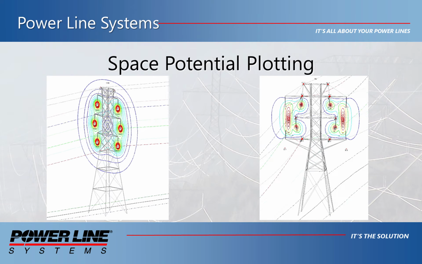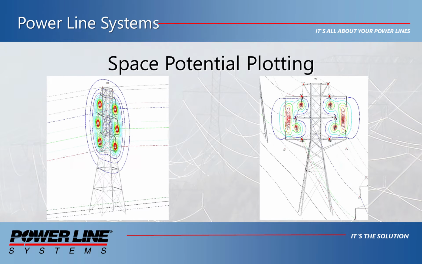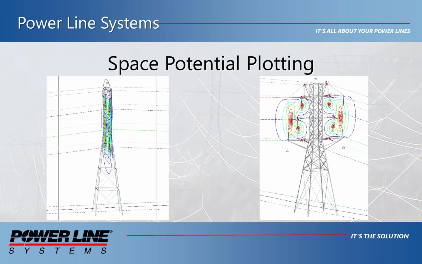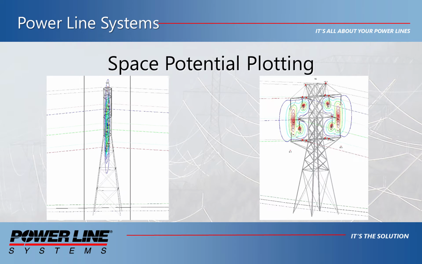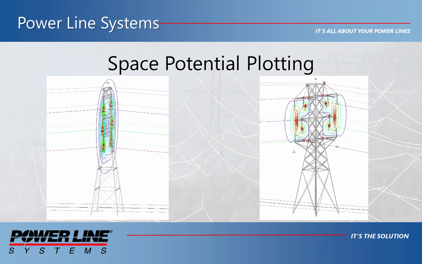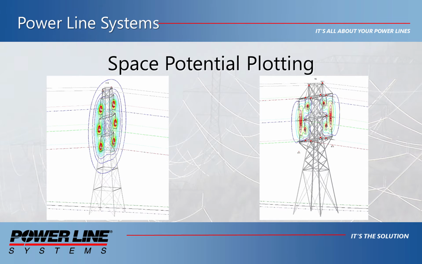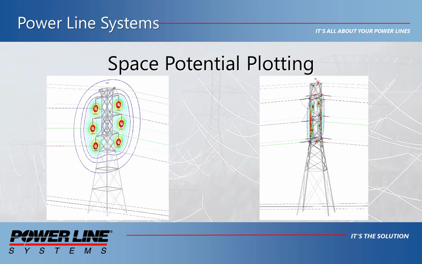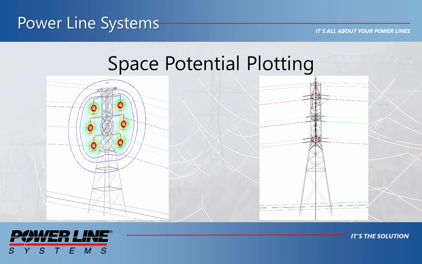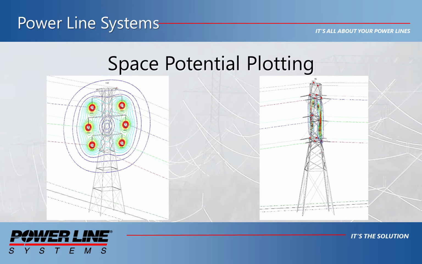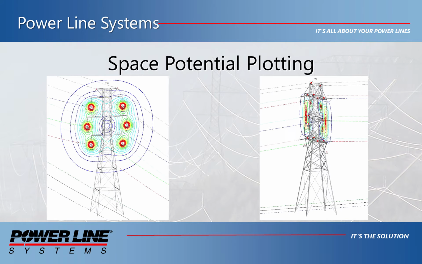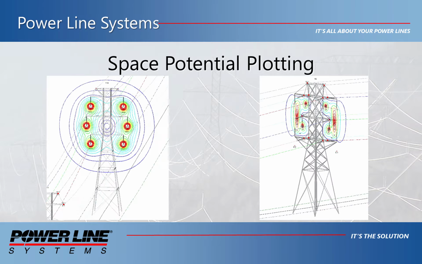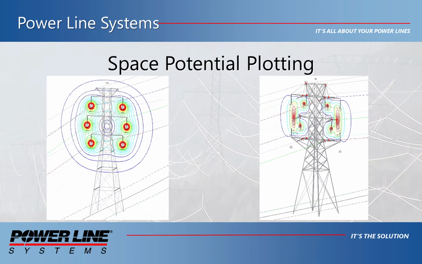In version 16.50, PLS-CADD now has the ability to evaluate the space potential and electric and magnetic fields as a cross-section for each structure. The space potential plot assists in the placement of ADSS cable attachments on structures to ensure the cable does not get damaged from the large electric potential from the current carrying wires, while the electric and magnetic field calculations can be used to evaluate the field levels around climbing spaces to ensure safety limits.